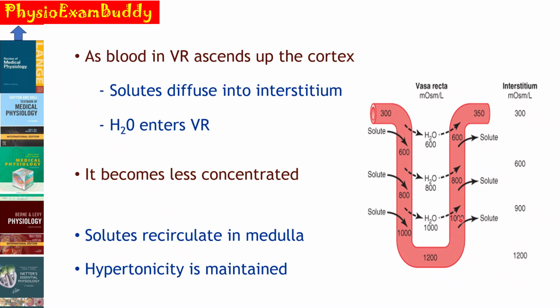And as the blood in the vasa recta ascends up in the cortex, the exact opposite happens. That is, solute will diffuse into the interstitium from the vasa recta and water will enter into the vasa recta. So it becomes less concentrated. So you can see here that the solute is actually recirculating within the medulla and hypertonicity is maintained. This is the next diagram you have to write along with the concentration of urine as well as the counter current mechanism.